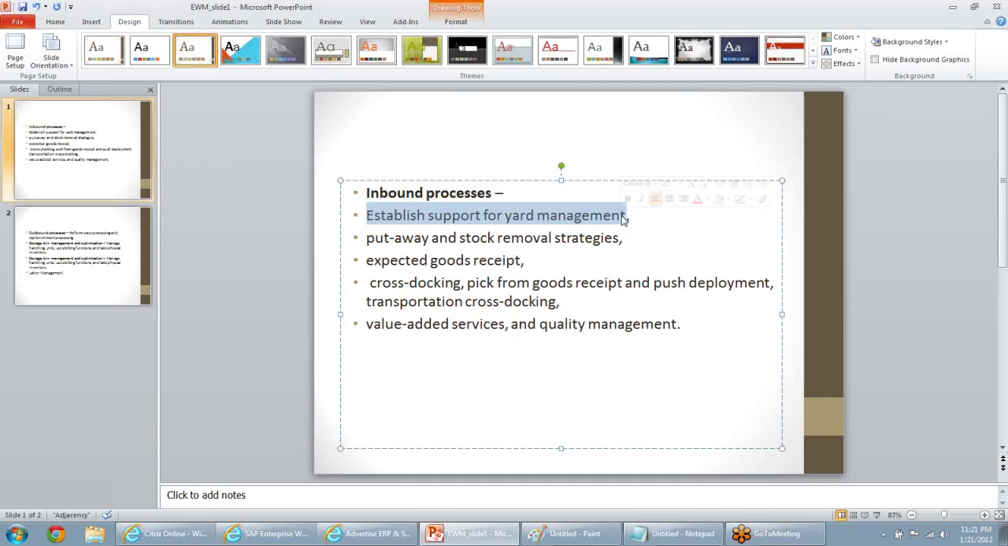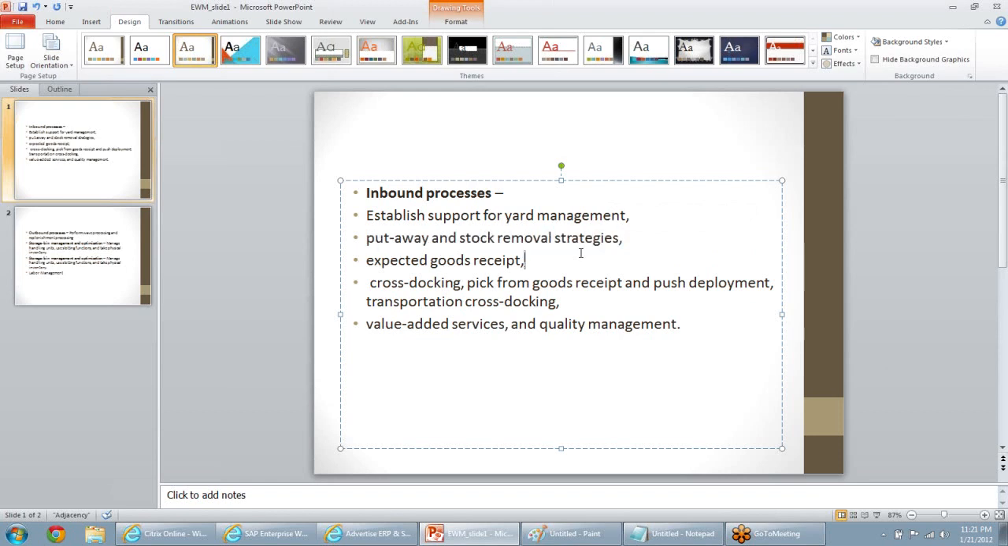You can find it in any North America warehouses also. So my WMS system should have the possibility to maintain my yard management also. And apart from that, I should have the possibility for the put away and the stock removal strategies also.